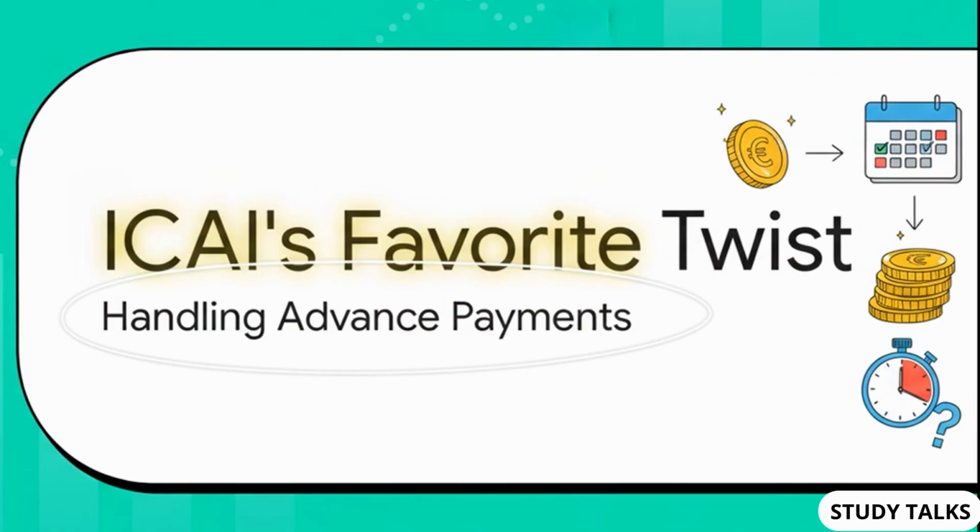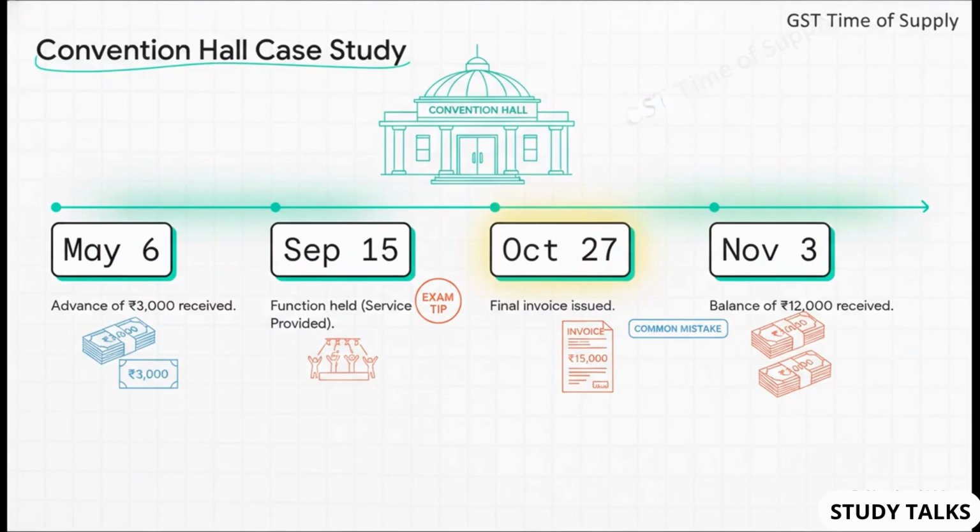Now that you've got that framework down cold, let's tackle ICAI's favorite plot twist, something you're almost guaranteed to see in descriptive questions. How do you handle advance payments? Let's walk through this case study. Someone books a convention hall. They pay an advance of 3,000 rupees way back on May 6th. The event itself, the actual service, doesn't happen until September 15th. Then the final invoice gets issued really late, on October 27th, and the remaining balance is paid on November 3rd.